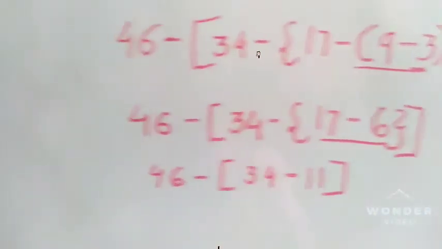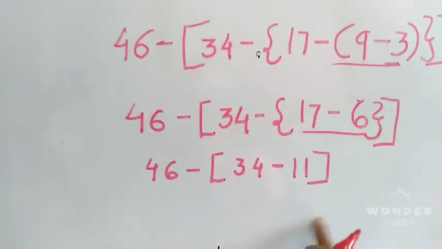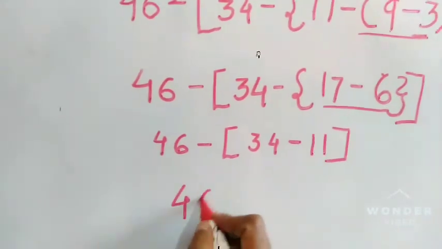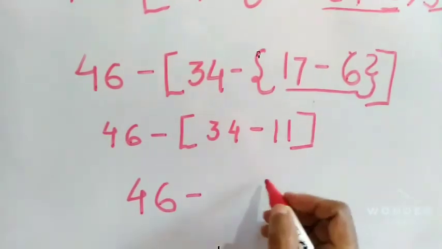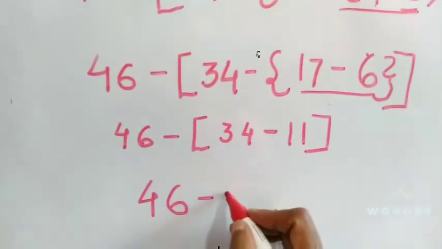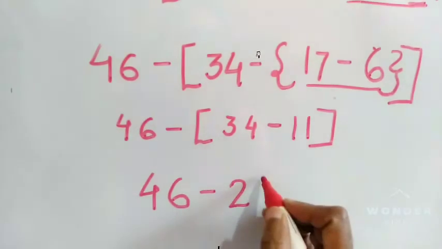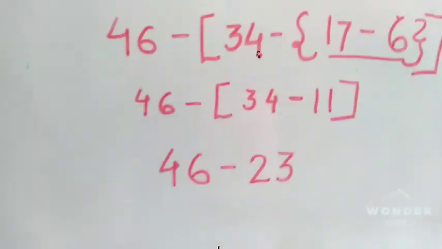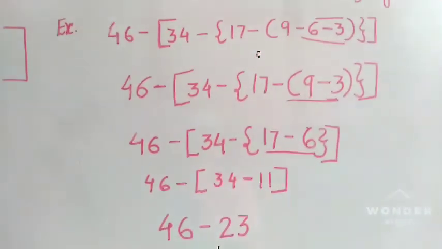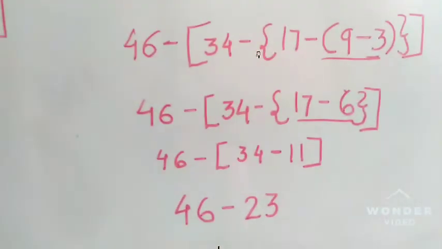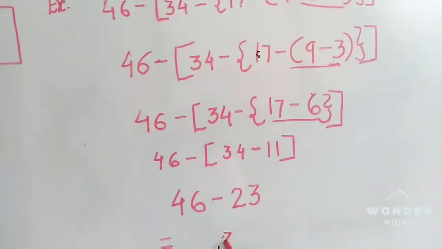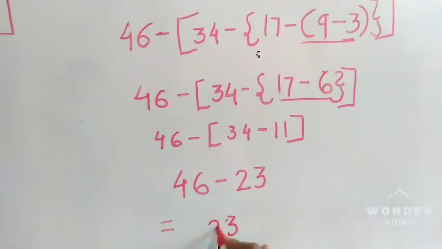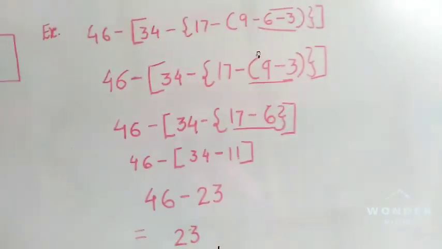Almost we have solved all the brackets according to this sequence. Now lastly we will solve this square bracket. 46 minus, within the bracket when we subtract, what comes? 4 minus 1 is 3, and 3 minus 1 is 2. So I will write 23 here. Now what is left at last? 46 minus 23. So the answer is 6 minus 3 is 3, and 4 minus 2 is 2. We'll see more examples in this manner.